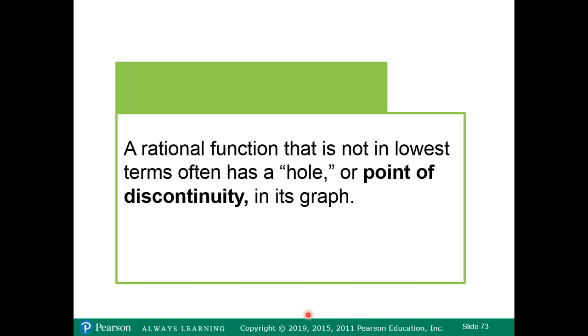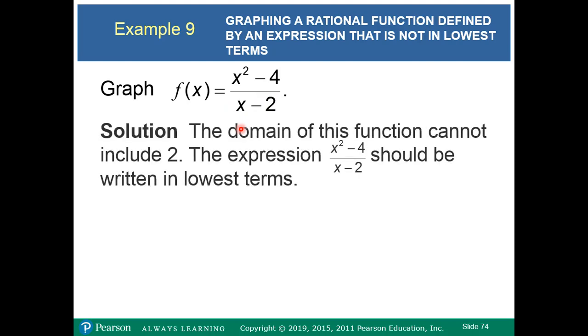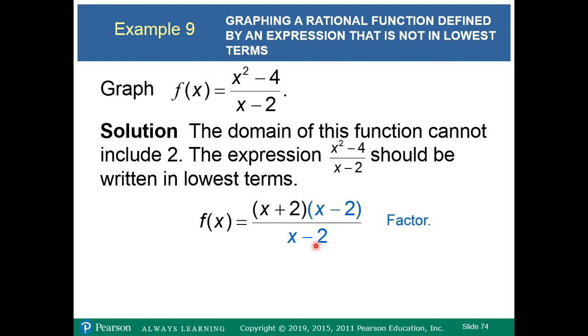Now, a rational function that is not in lowest terms often has a hole or a point of discontinuity in its graph. So if we look at this one, we can see that this is not going to be in lowest terms, and we see that there is something going on. There's a restricted value at x equals 2. Well, we also notice that we can factor the top. And if we factor the top, look what happens. This cancels with this, and we get x plus 2.